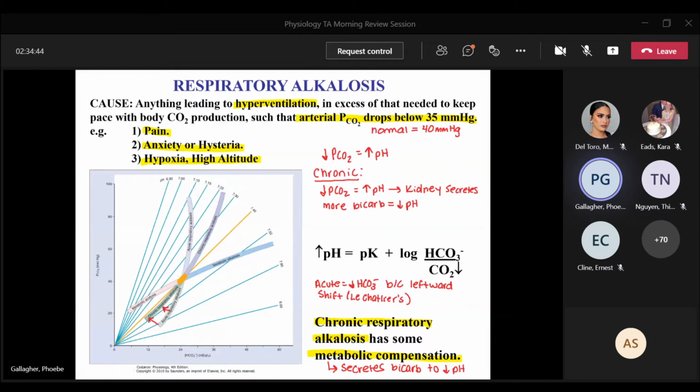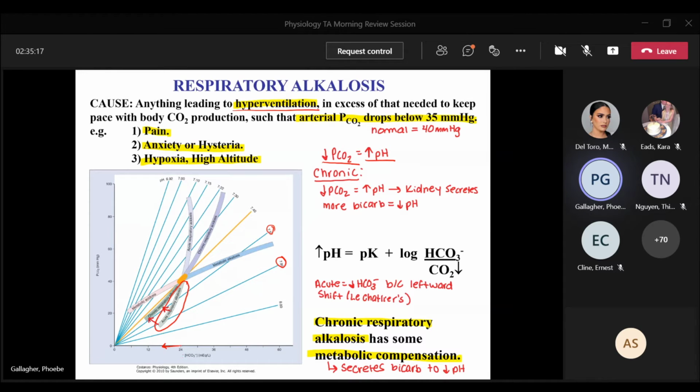Okay, so for respiratory alkalosis, now this is going to be caused by hyperventilation. So this is going to be a drop in CO2, which is going to lead to an increase in pH. So this is acute alkalosis, and you'll see that your bicarbonate levels are going to be quite a bit lower than normal. This is going to increase your pH, so it's going to overlap with these higher pH values as well, depending on how bad it is.